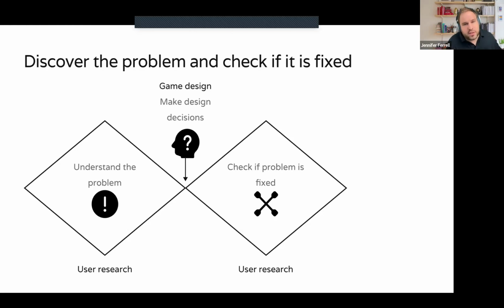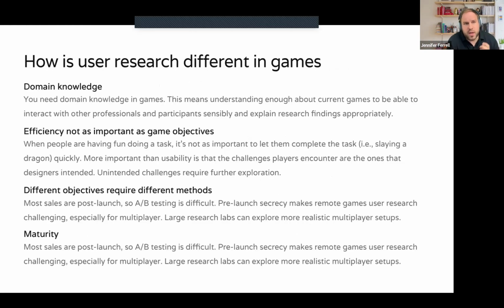You don't make that as a user researcher. You just say this is a problem, and they decide, is this a problem that they want, or is this a problem that they don't want? And then if it's a problem that they don't want, you check if the problem is fixed. So user research comes back in, looks at the design decisions, and then says, okay, yeah, this is something that we need to do about this. So how is user research really different in games? First of all, what I said before, you need domain knowledge in games.